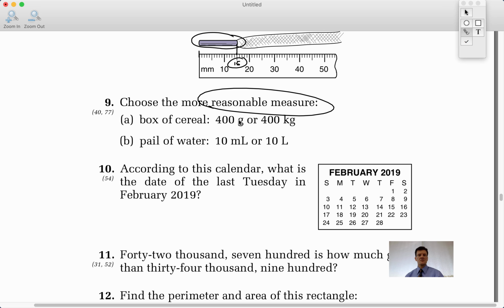Choose a more reasonable measure. So a box of cereal, 400 grams or 400 kilograms. Well, a kilogram is a lot heavier than a gram. So you want probably 400 grams. That would be a box of cereal. A pail of water, 10 milliliters is a small quantity. 10 liters is a little more reasonable. A liter would be like maybe a large bottle of water. If you've got 10 liters, that might be a pail of water.